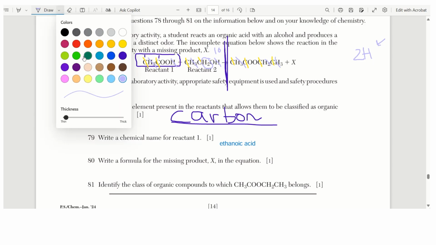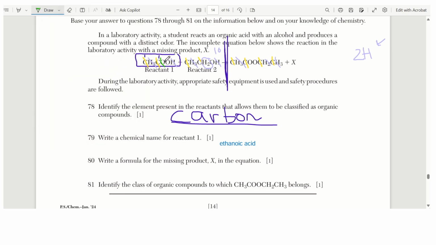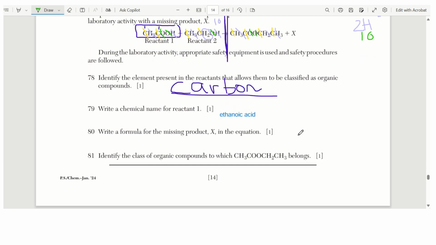All right, now let's pick another color for oxygen. 1, 2, 3 on this side. On this side, I have 1, 2. So I'm missing 1 oxygen. So what would the formula be for the thing that's missing? H2O or HOH: 2 hydrogens and 1 oxygen.